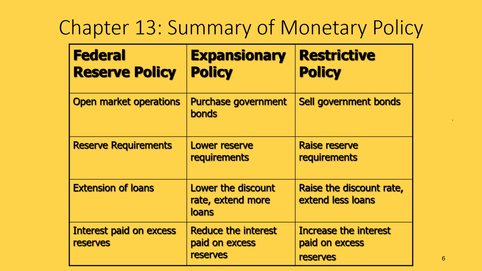So if Bank of America is borrowing money from the Fed, they have to pay back that loan plus that interest, or discount rate. If the Fed wants to use expansionary monetary policy, then they're going to lower the discount rate and make it cheaper for Bank of America to borrow money, right? So they're going to extend more loans to private banks like Bank of America, who can then loan out that money to other individuals. Now, if they want to use restrictive monetary policy, then they can raise the discount rate and make it more expensive for Bank of America to borrow money. That means Bank of America will borrow less money, so the Fed will extend fewer loans to Bank of America.